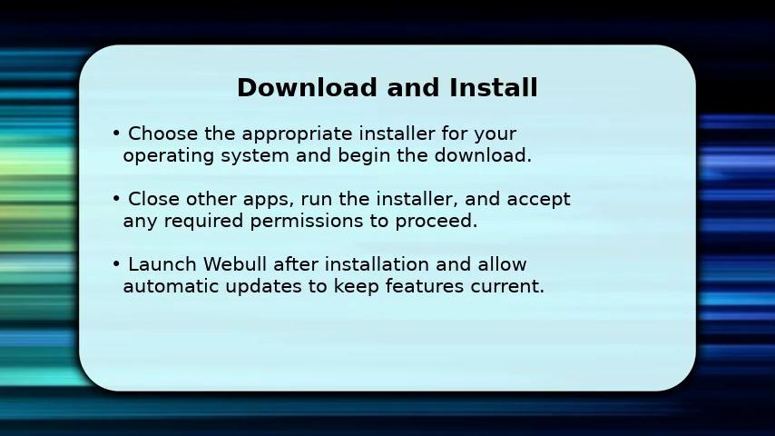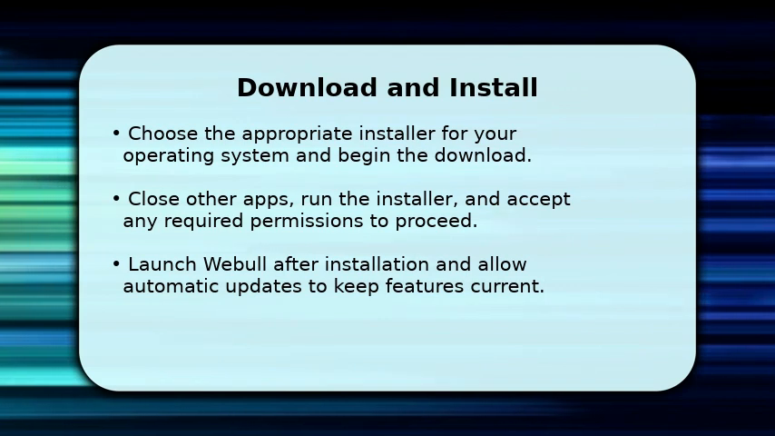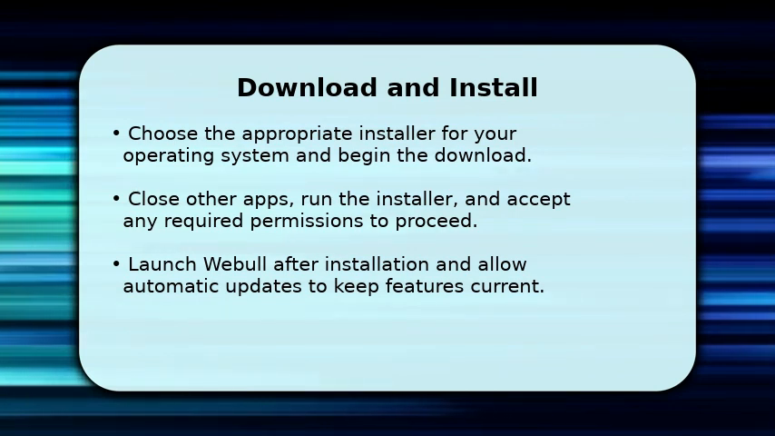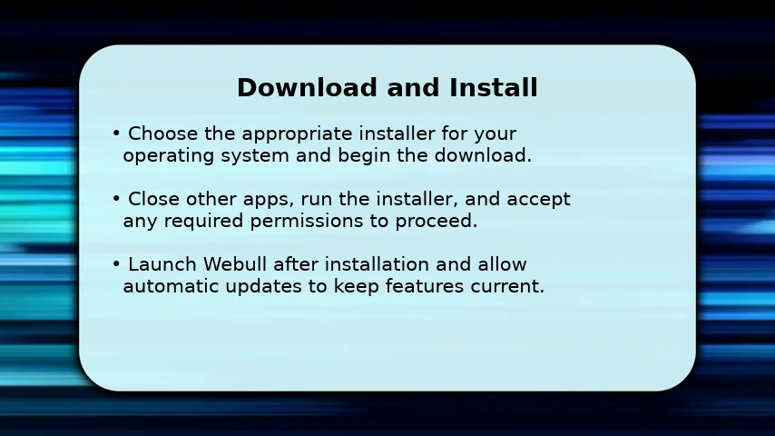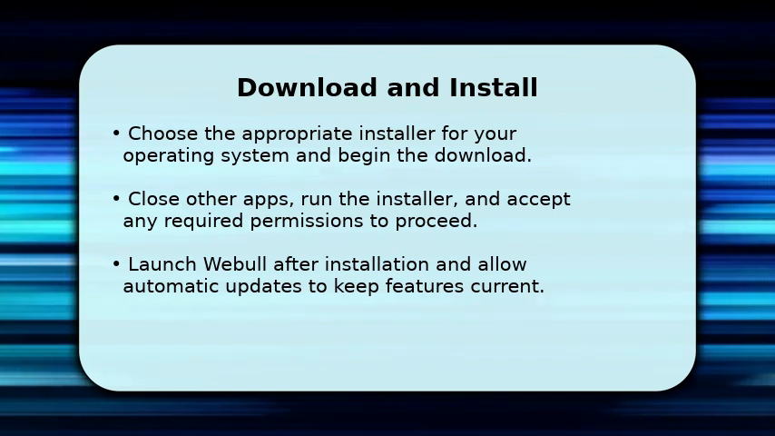Next, let's handle download and install in a few simple steps that anyone can follow. Find the correct installer for your OS, download it, then run the file and accept prompts. Allow automatic updates so you get the latest fixes and features without extra effort. If any security prompt appears, confirm it came from Webull before continuing. After install, open the app and prepare to sign in or create your account.